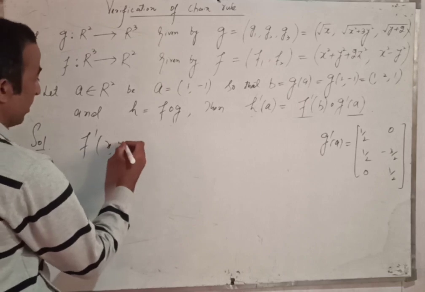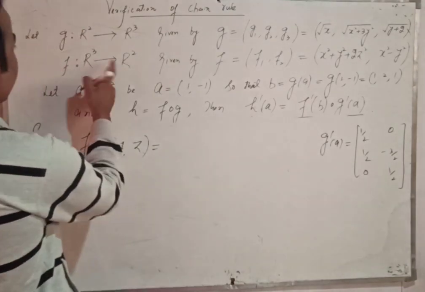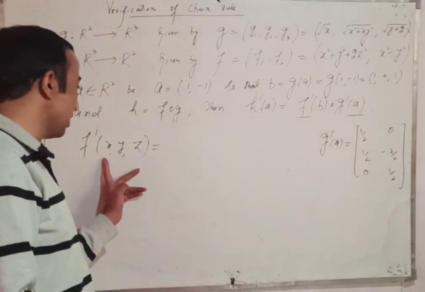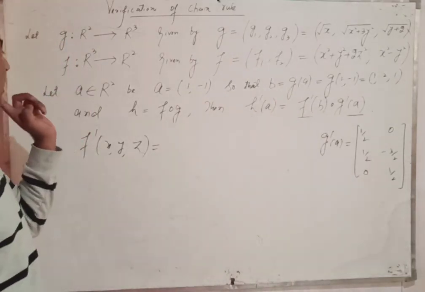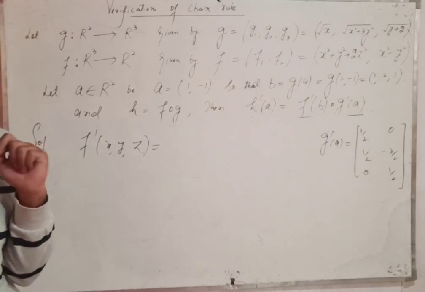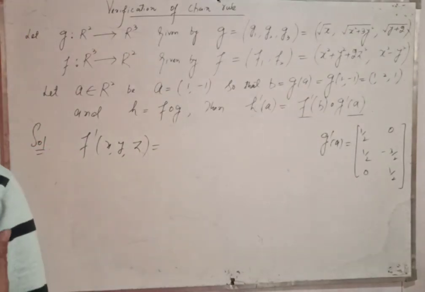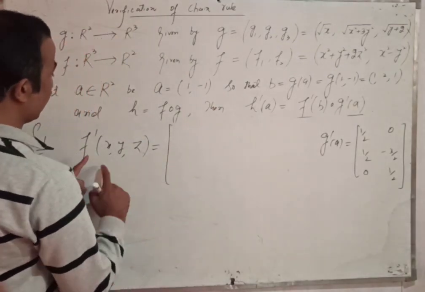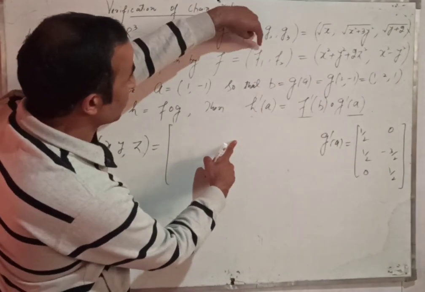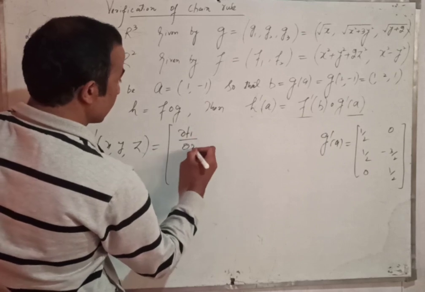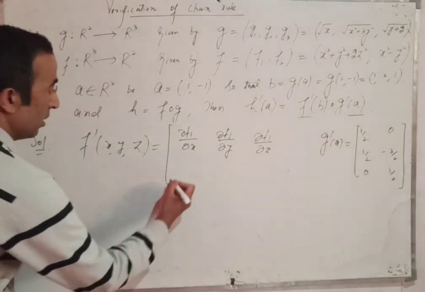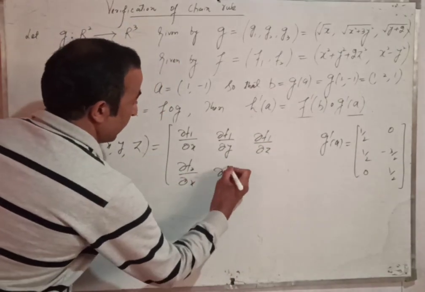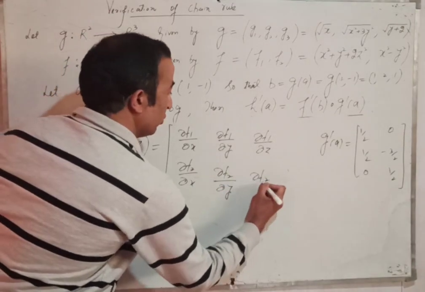F dash again is a differentiable function because it's a function of 3 variables. We have to take the partial derivatives of its components with respect to 3 variables. In this case you have f a function from R3 to R square, so its total derivative will be a matrix of order 2 cross 3. In the first row you will have the partial derivatives of f1, that is del f1 by del x, del f1 by del y, and del f1 by del z, because in this case you have 3 variables. Next is del f2 by del x, del f2 by del y, del f2 by del z.